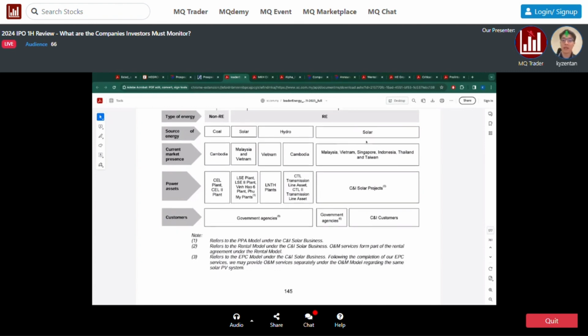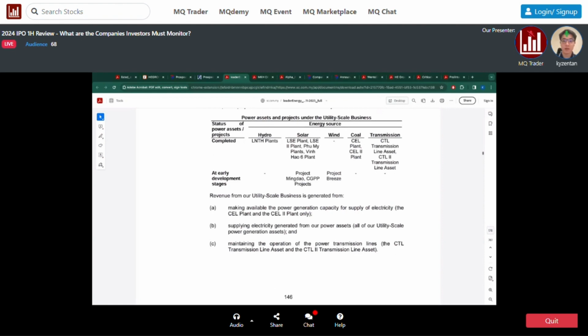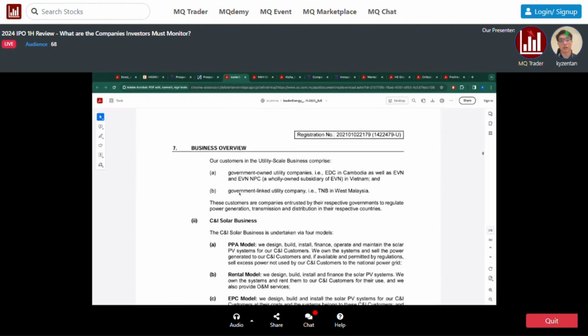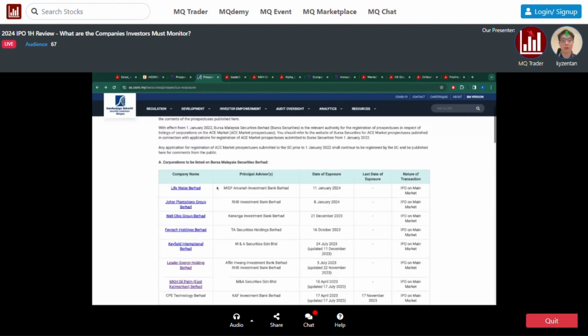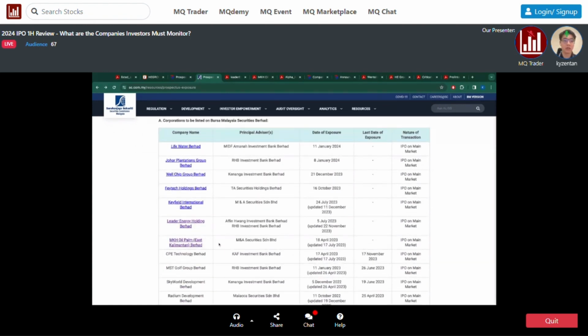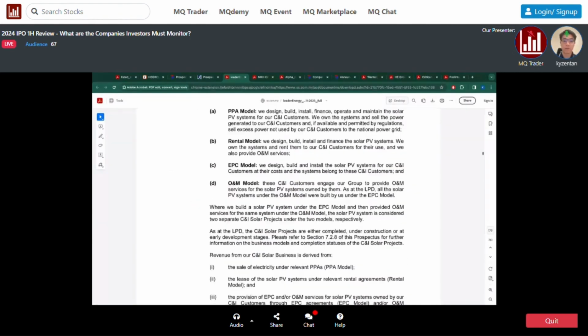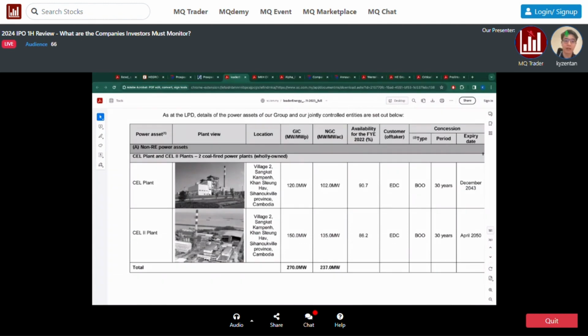Okay, and solar C&I projects. So you can see that they have a lot of exposure to basically Asian regions. Again, this is the prospectus exposure I got from the SC website. You can see over here Leader Energy, MKH. So previously these companies, if you're interested, you can read it here also. Then we have a breakdown of the business model for the company.